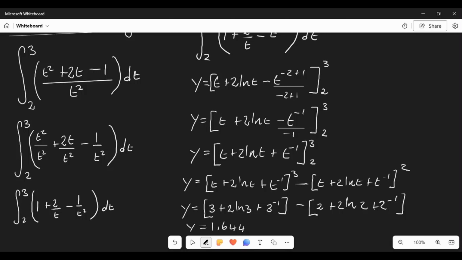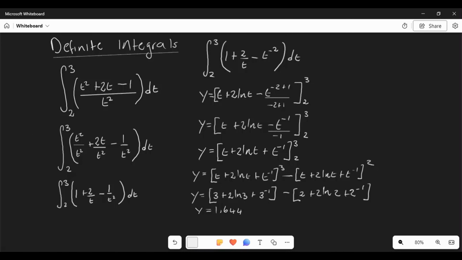So basically, guys, this is our answer. Let me just zoom it down so that you can see everything here. So this is how you do this definite integral, guys.